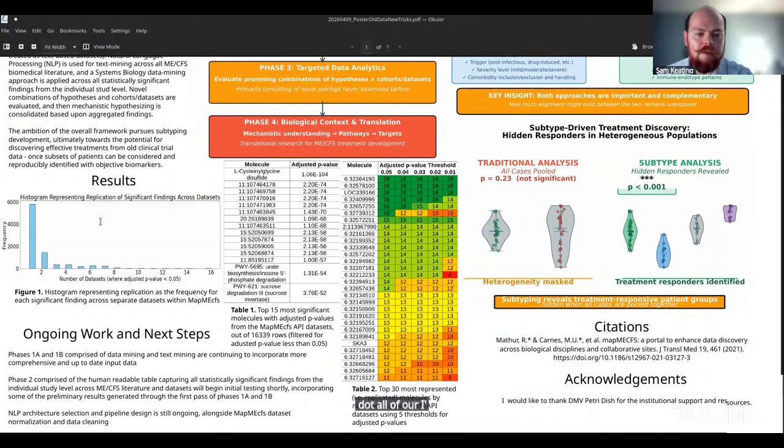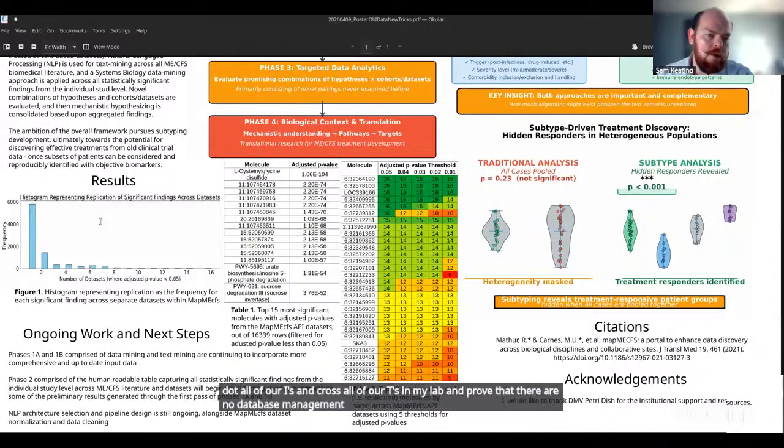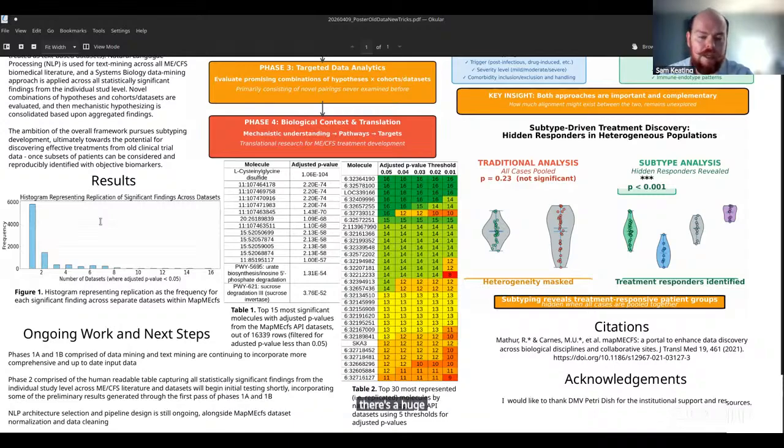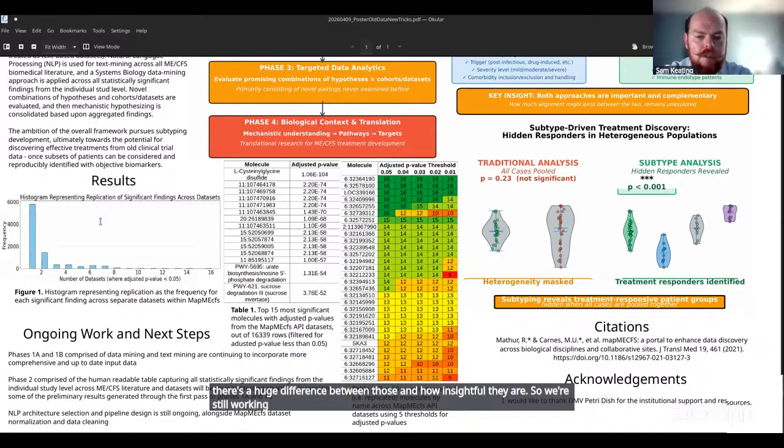if we can dot all of our I's and cross all of our T's in my lab and prove that there are no database management errors or mismatches. If it's duplicated data sets and not actually independent replication, there's a huge difference between those and how insightful they are. So we're still working with my lab members towards making sure it's true replication and not just duplication.